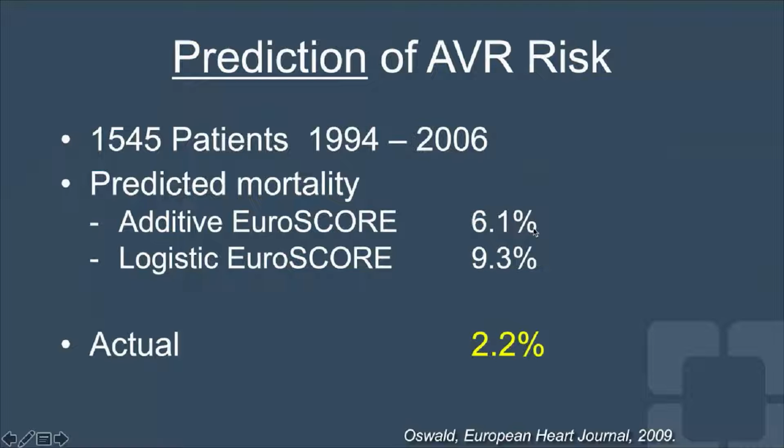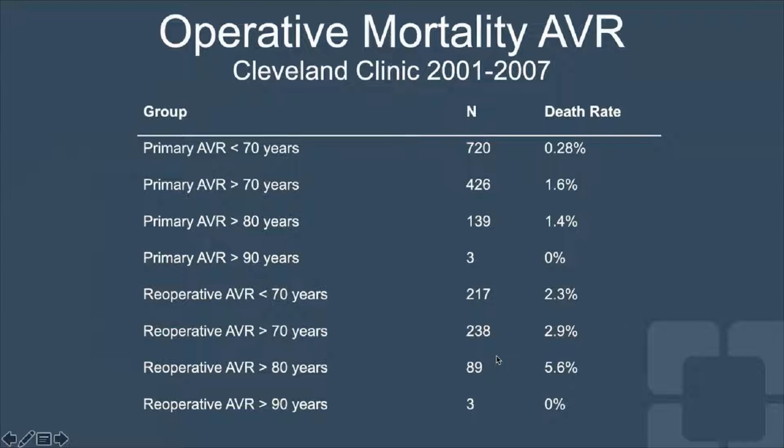this risk was calculated to be as high as 6 to 9%, depending on which score you use. However, the actual mortality was only 2%. And if you look at our experience at the Cleveland Clinic, our risk is even less. In patients undergoing primary aortic valve replacement who are under 70 years old, their risk of death is only 0.28%. Even when they're older than 80 years old, their risk is only 1.4%. Even in a reoperative aortic valve replacement in young patients, the risk is 2%. And even in octogenarians undergoing redo aortic valve replacement, the risk is still only 5.6%. So these are much less than what the models would predict.